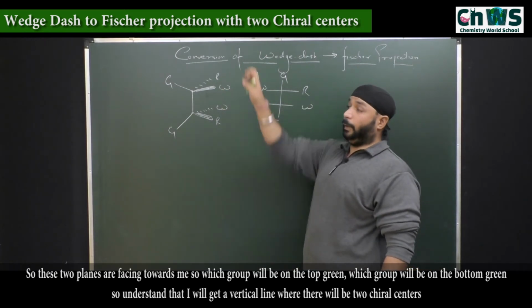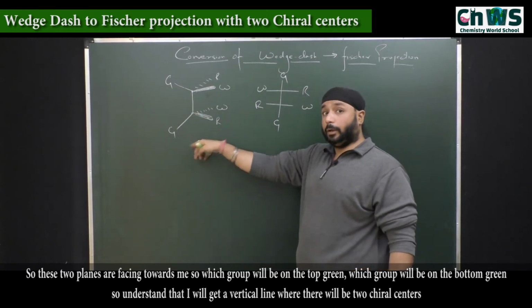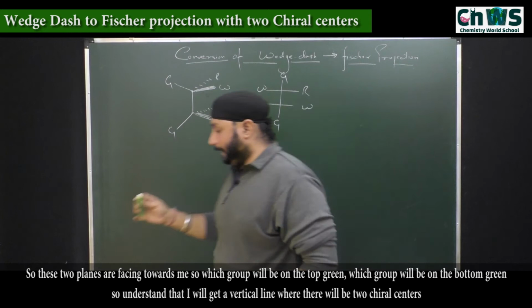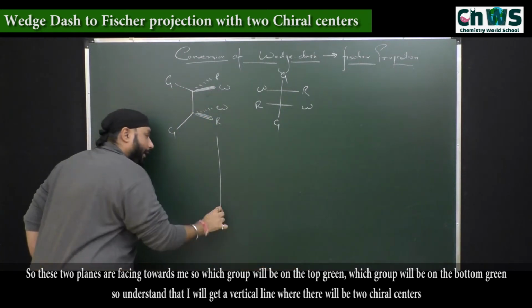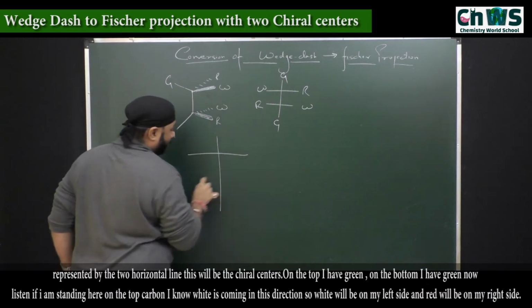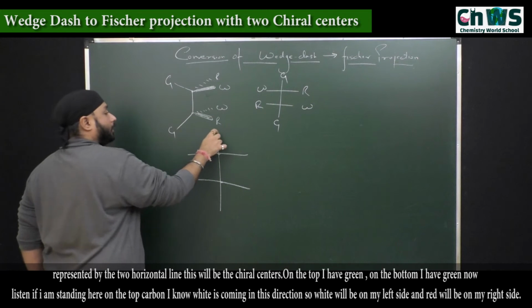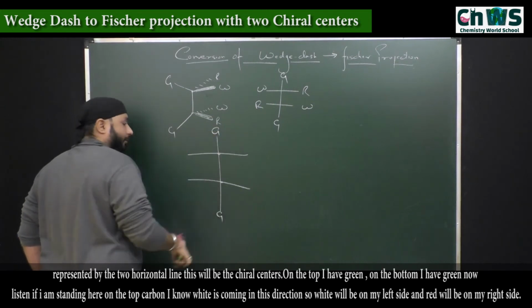Now which group will be on the top? Green. Which group will be on the bottom? Green. So understand that I'll get a vertical line where there will be two chiral centers represented by this horizontal line. So these are chiral centers. Now on the top I have green, on the bottom I have green, right?